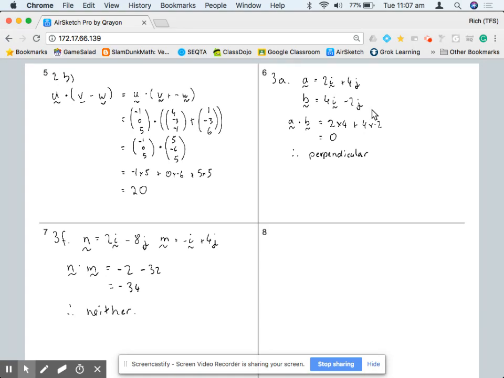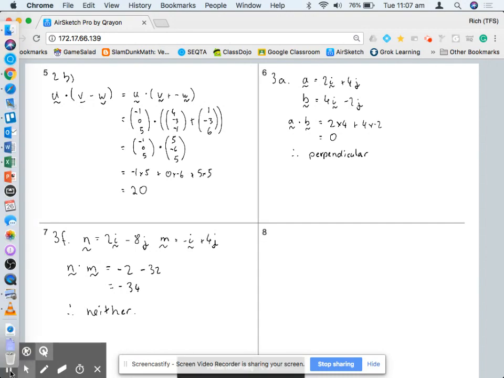So there you go, that's basically what you do. You're using the dot product to work out a single number, and then you're matching it against what's required for perpendicular or parallel, and therefore coming up with a conclusion. I'm going to give you about 8 minutes to do that, and then we'll finish off by looking at questions 6, 7, and 12, maybe just question 6.